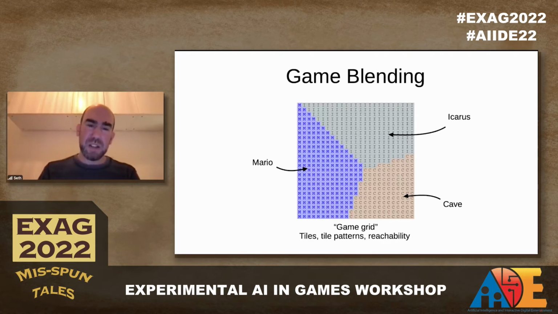And another extension that we added was support for what in this work we're calling a game grid, which is essentially another 2D grid where you can specify, on a per location basis, which game is supposed to be used. So a game grid like this would say this part of the level is supposed to be Mario, this part of the level is supposed to be Kid Icarus, and this part of the level is supposed to be a cave, essentially.